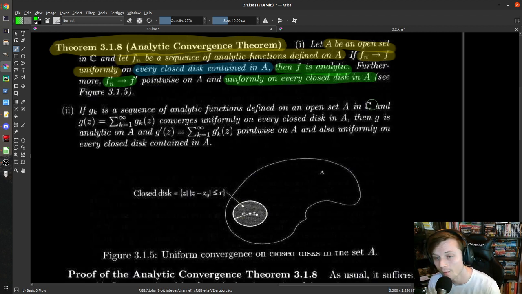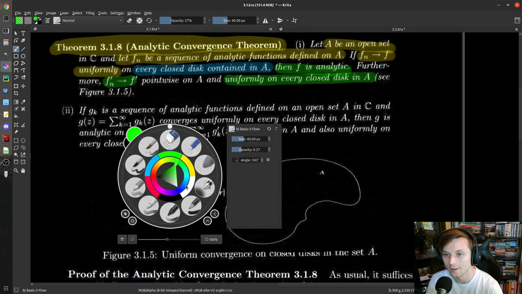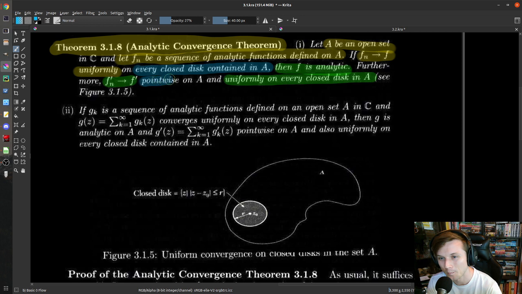Okay, remember, uniform convergence definitely requires pointwise convergence, right? If you have uniform convergence, you always get pointwise, but pointwise doesn't necessarily give you uniform. So the pointwise piece on A may be less interesting. The uniformly, big old deal. But uniformly on every closed disk in A. So that's a slight distinction.